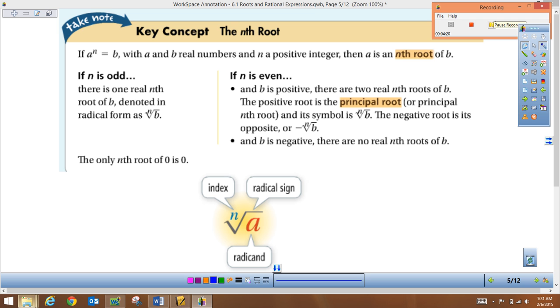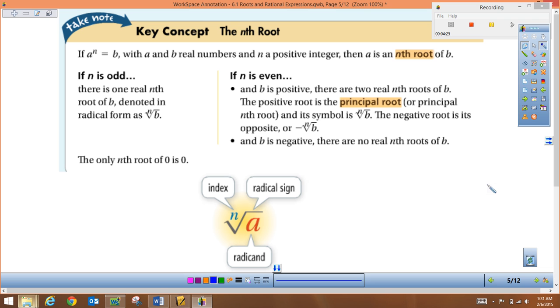Once you have finished filling out your table, we are going to go over some more vocabulary. If a to the n is b, and a and b are real numbers, and n a positive integer, then a is the nth root of b. So what are we talking about here? If n is odd, here's one of our options. N has to be odd. There is one real nth root, one real root of b, and this is denoted by the nth root of b.